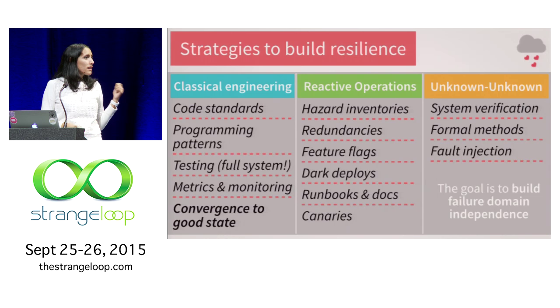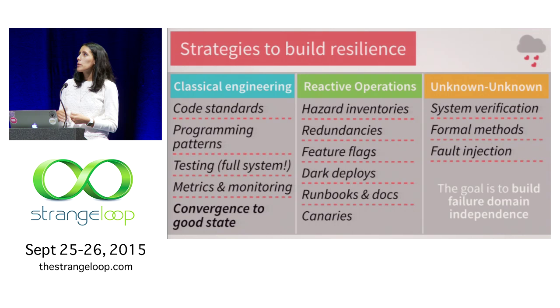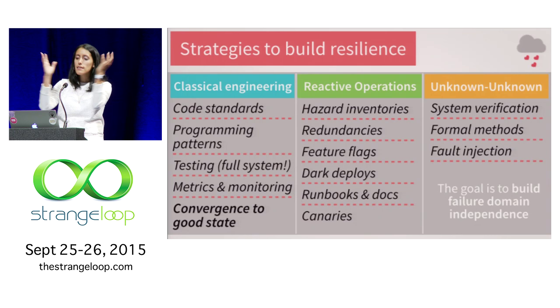Another interesting thing with classical engineering, and some of the other papers that I read, is that basically we're striving for a convergence to a good state. So we want the system to at least not freak out enough, to the point where it can just start behaving the way that we expected.